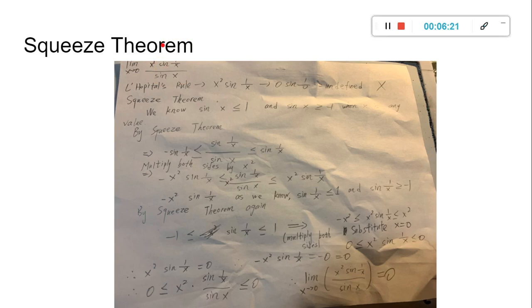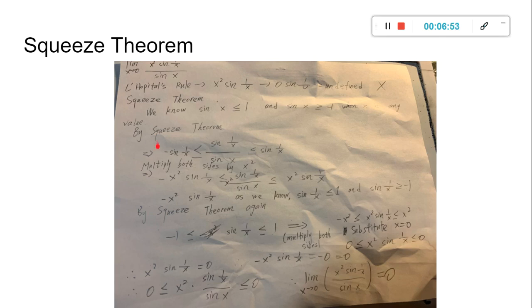Let's first state the squeeze theorem. We know that sine x is less than or equal to 1 and larger than or equal to -1 when x is any value. This is a basic fact, right? After that, we need to use the squeeze theorem to divide this statement. Negative sine 1 divided by x is less than or equal to sine 1 divided by x divided by sine x, less than or equal to sine 1 divided by x.